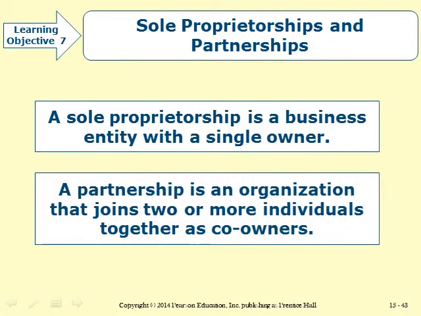And so now we want to talk about some different types of business organizations. The basic accounting concepts that we have seen before, which we've applied to corporations, also apply to sole proprietorships, which are business entities with a single owner, or to partnerships, which are organizations that join two or more individuals together as co-owners. So accounting for assets, liabilities, revenues, and expenses is identical for all forms of business.